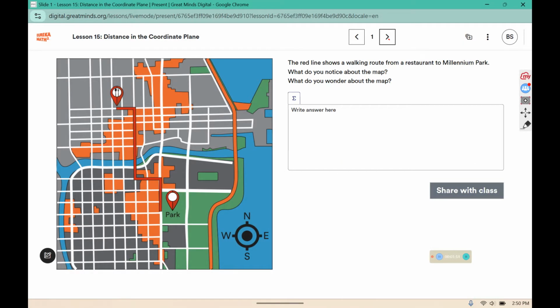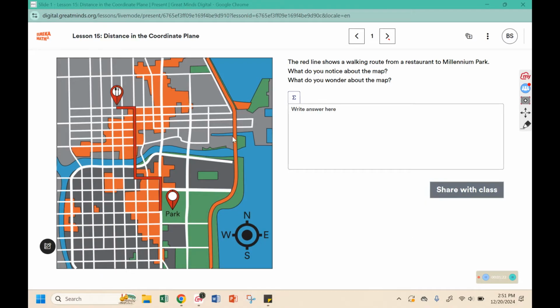The red line shows a walking route from the restaurant to Millennium Park. What do you notice about the map? What do you wonder about the map? I notice that the lines that represent the streets start to look like a grid. Based on this route, I'm wondering if there is a faster way to get from the park to the restaurant. Or is there a route with fewer turns?